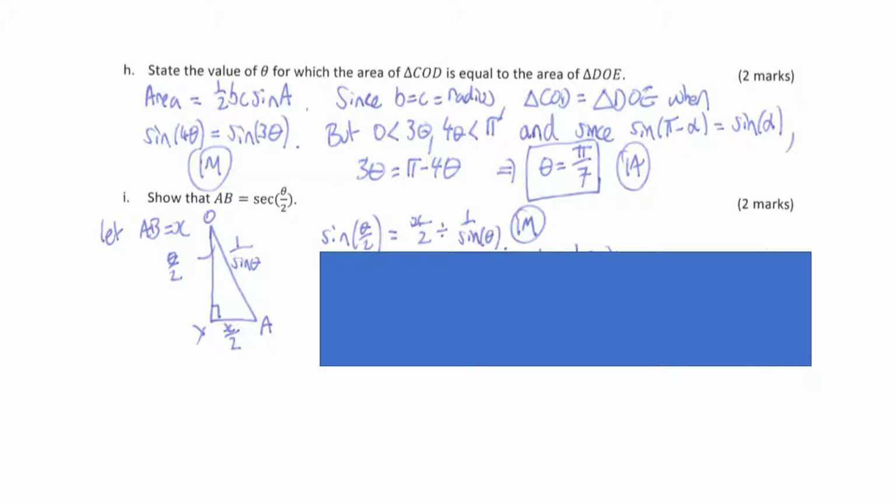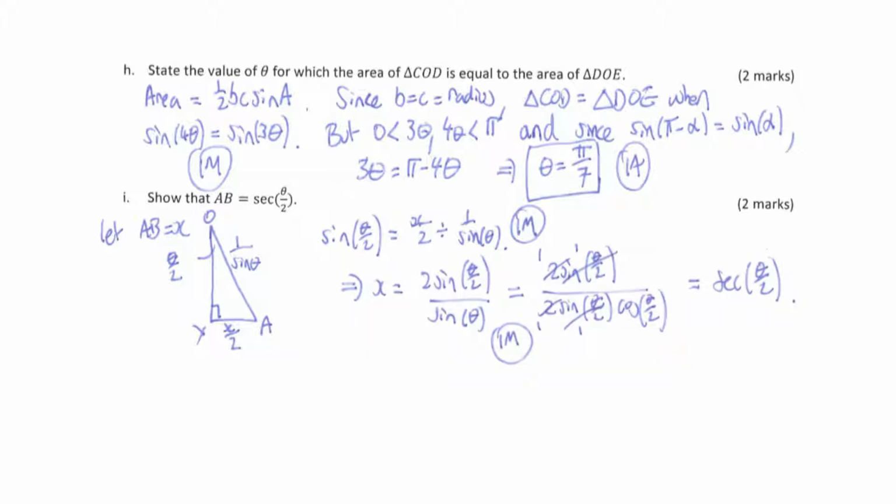We know the radius is 1 on sine theta, and then we go through the process of sine theta on 2 is x on 2, the opposite length, divided by or times by sine theta in the end. Let's make x the subject as follows. So it leads you to that expression, 2 sine theta on 2 over sine theta. That's not the required expression, however.